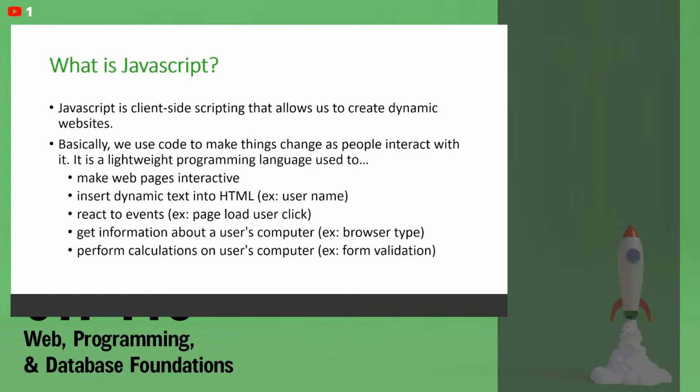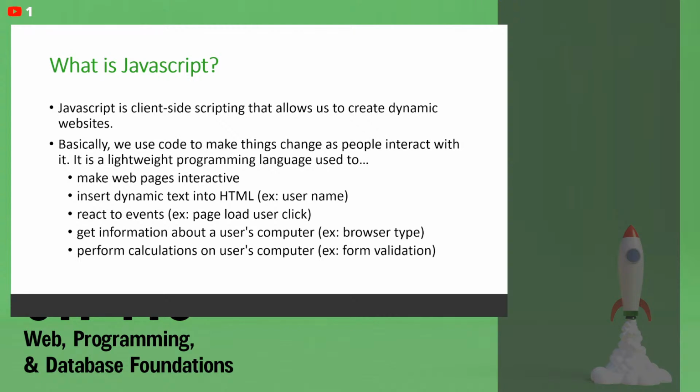And so when we say dynamic, we're making our websites interactive. We're able to insert dynamic text into an HTML page, right? So for example, we're able to take somebody's name and put it onto a page. Maybe we'll do an example of how we can do that today. We can react to an event. We'll talk more about what an event is in a little bit.